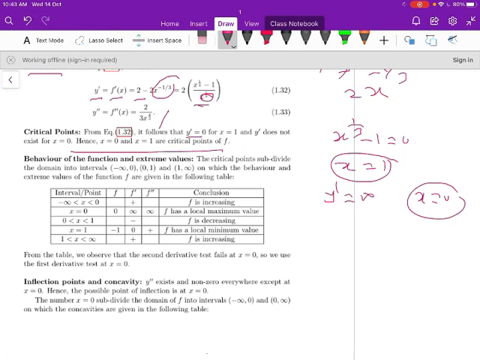So by using the critical points, let us see the behavior of the function and the extreme values. The domain is split into subintervals, that is minus infinity to 0, 0 to 1, and 1 to infinity. For minus infinity to 0, let us check whether f is increasing or not. f dash is positive for any value between minus infinity to 0, therefore f is increasing.